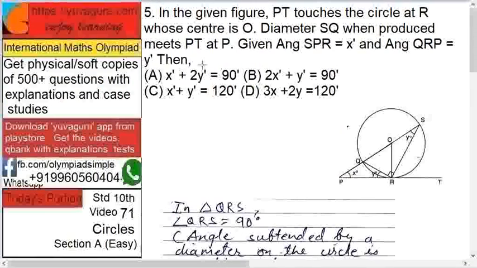So, which are the four options? X plus 2Y equals 90 degrees. So, option A is correct.